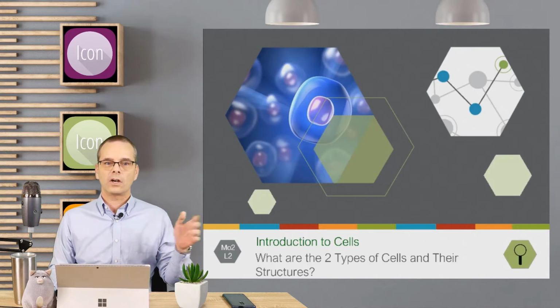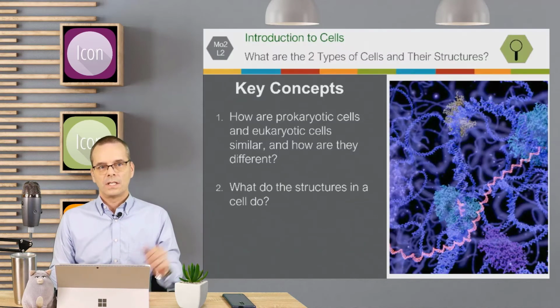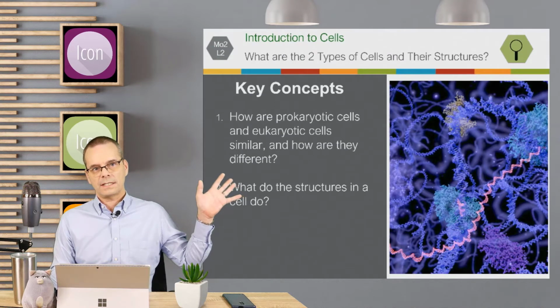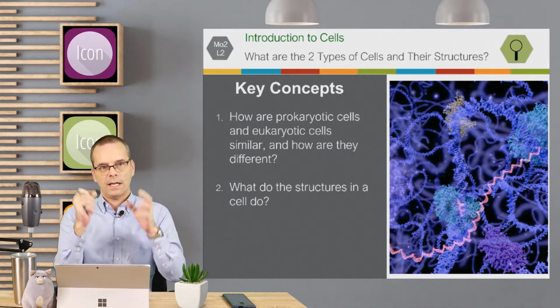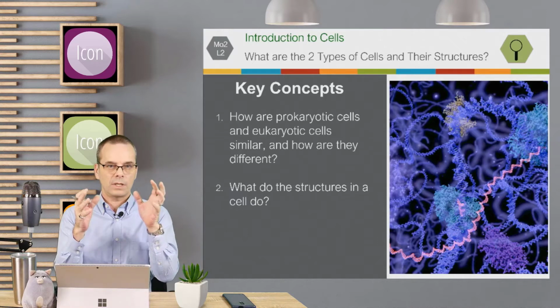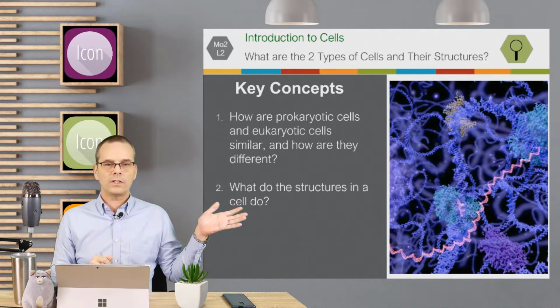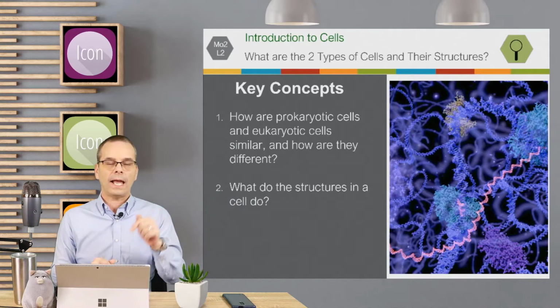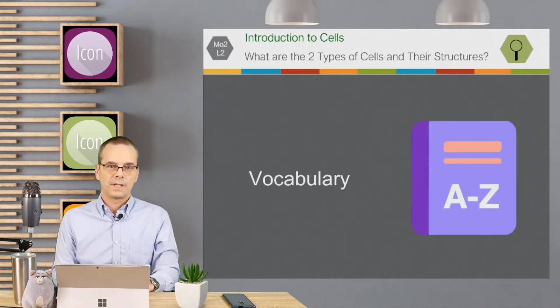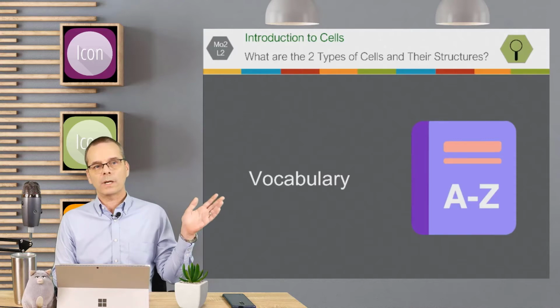In this lesson we will learn what the two types of cells are and their structures. Specifically, we're going to learn how prokaryotic and eukaryotic cells are both similar and different, and what the structures in a cell actually do. As always, let's start out with some key vocabulary.